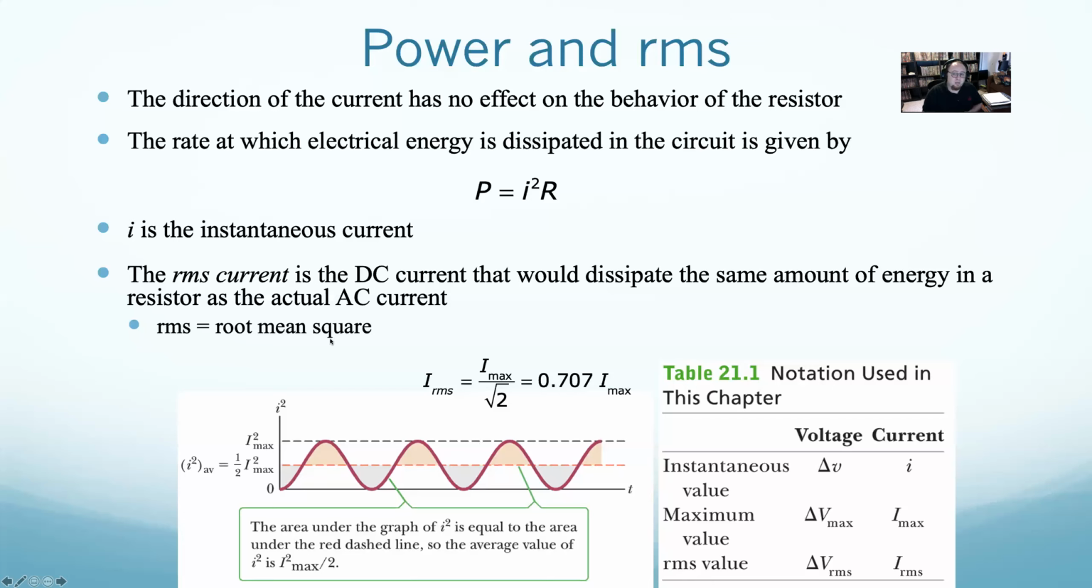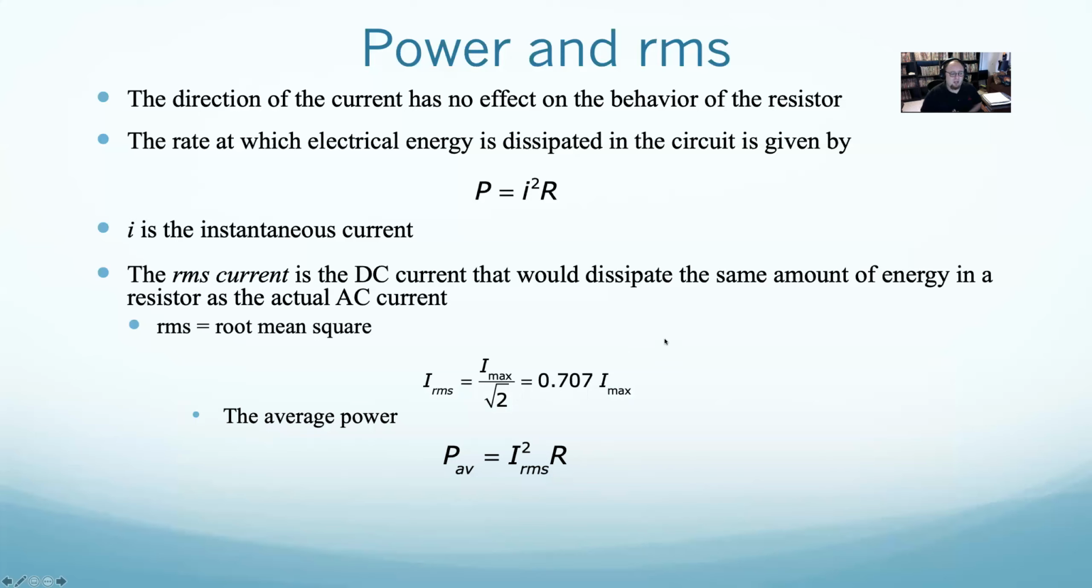But most of the time when you talk about electricity in the wall and you say it's 120 volts at a frequency of 60 hertz, that 120 volts is not the max voltage. That's not the voltage as a function of time. The voltage will be changing. That's the RMS voltage. Now, what this means is the average power lost over a resistor will be I squared RMS R. Not the max, but the RMS.